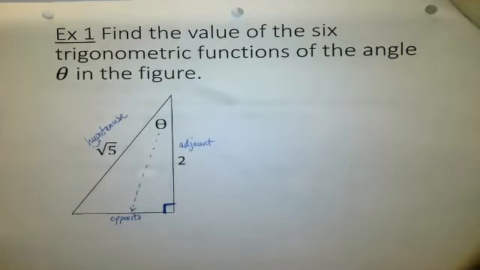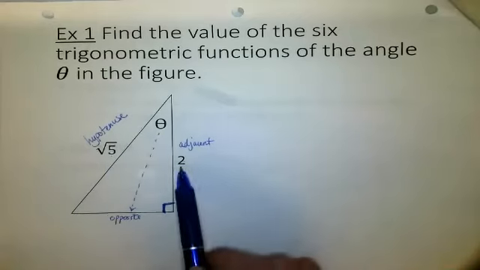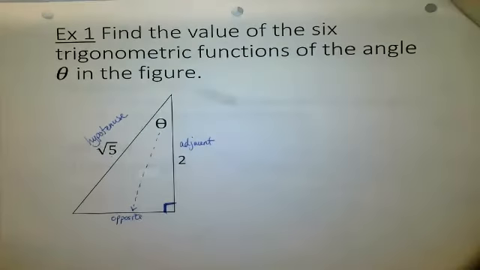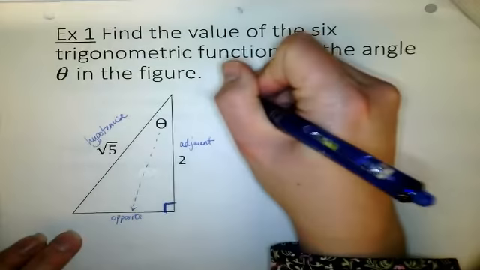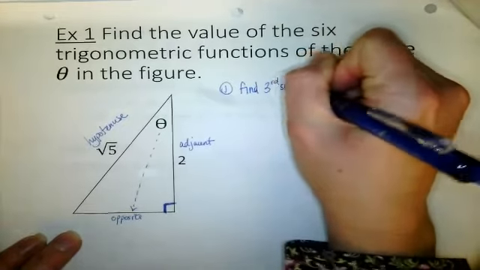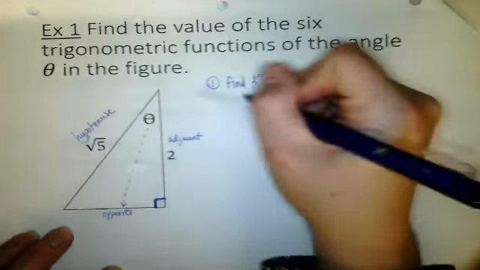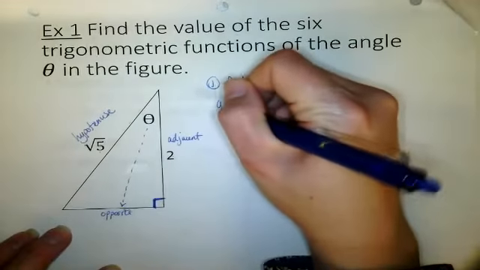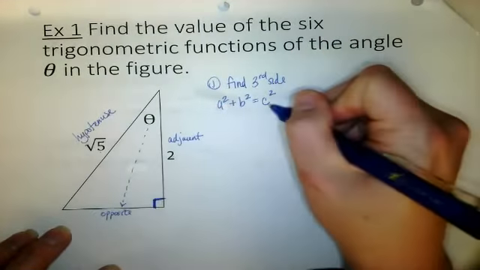Okay. So the length of this hypotenuse is radical 5. The length of our adjacent side is 2. What do you suppose we need to do? We need to find the length of the third side, the opposite. So the first step is find the third side of the triangle. How are we going to do that? Pythagorean theorem. Very good. The Pythagorean theorem is a squared plus b squared equals c squared.